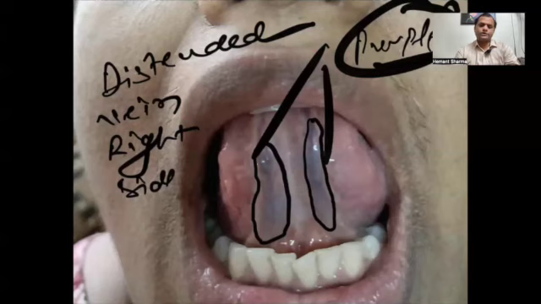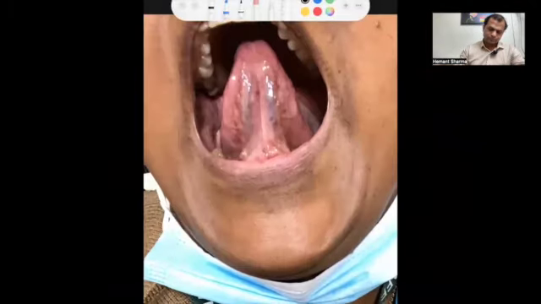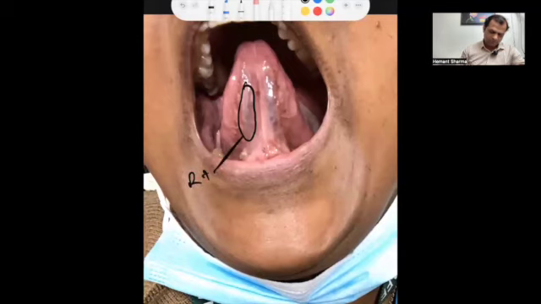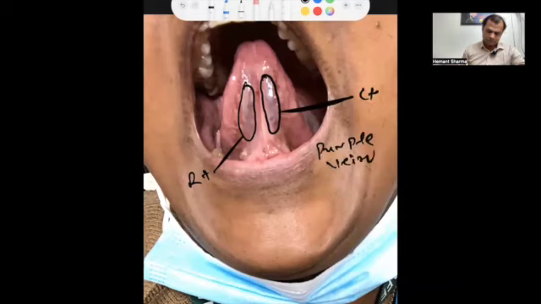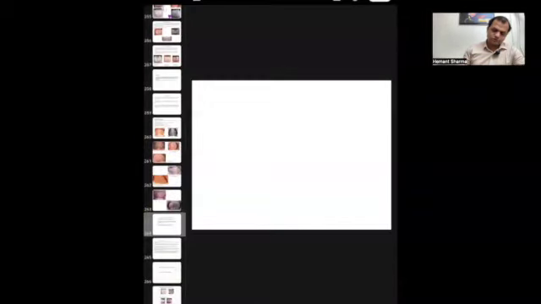So nowadays blood stasis has become very, very common. Let's see this. We can see the blood stasis on the right side as well as on the left side. We can see the clear purple veins. So purple veins mean blood stasis.